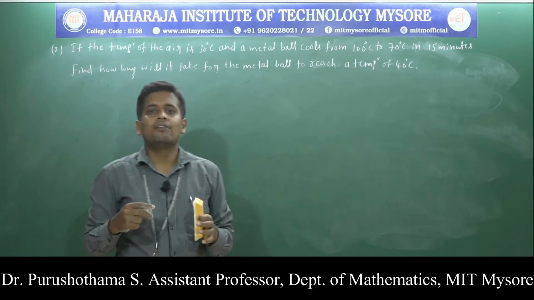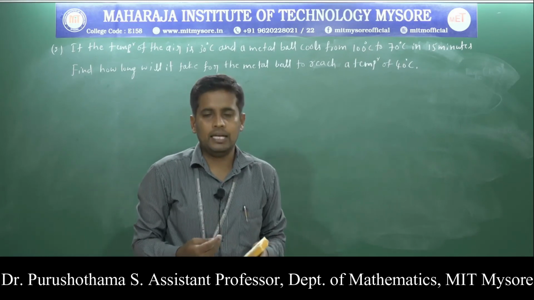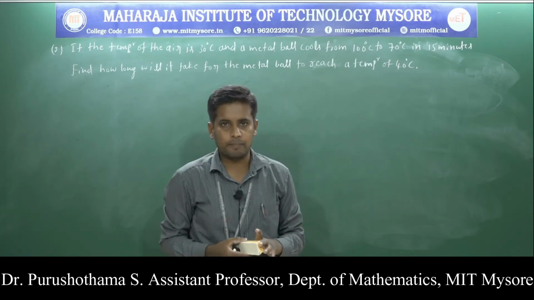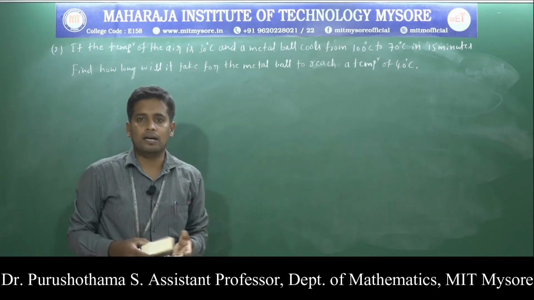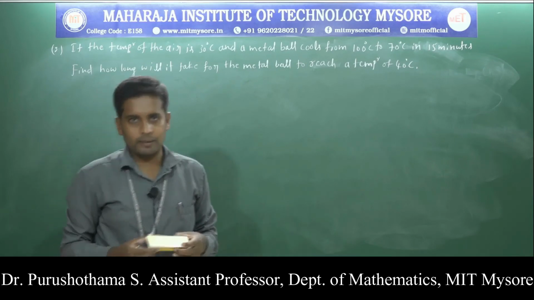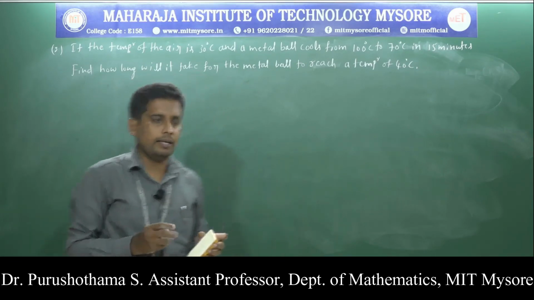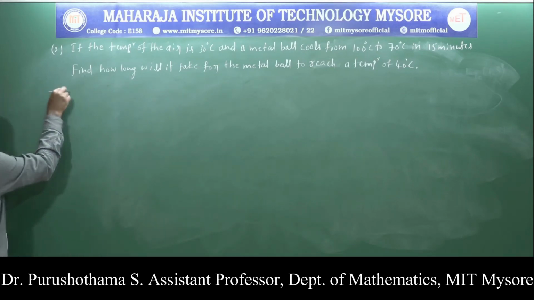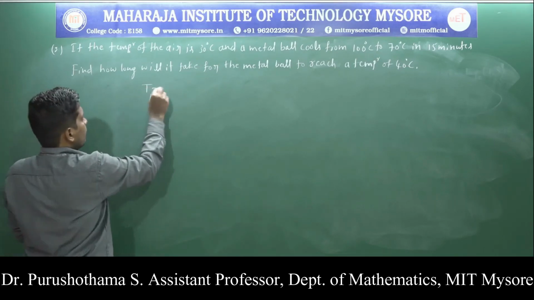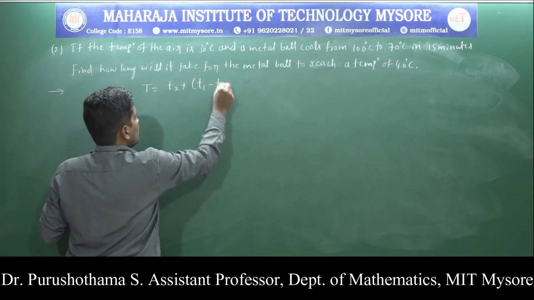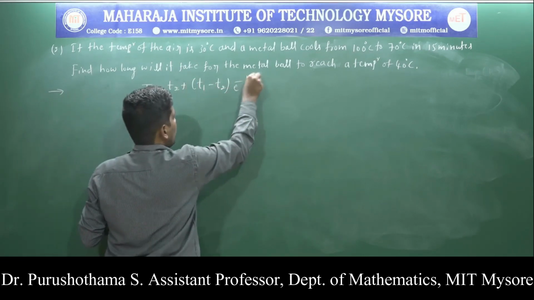In this problem, we have to find the time t when the metal ball reaches a temperature of 40 degrees Celsius. So, first, according to Newton's law of cooling, the temperature function at any time t is given by, in the solution, the temperature function T equals T2 plus (T1 minus T2) into e power minus Kt.